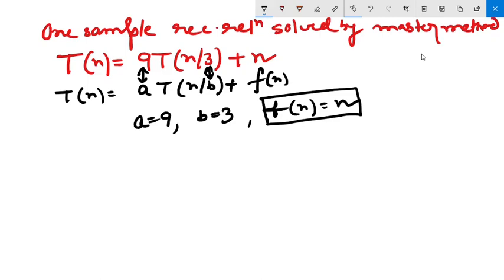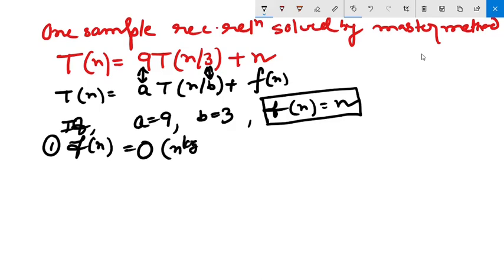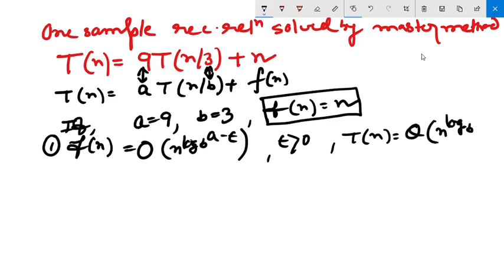First step says that if f(n) equals big O of n to the power log base b of a minus epsilon, for some constant epsilon greater than 0, then we can directly write the solution as T(n) equals theta of n to the power log base b of a. Okay, we have to see that.